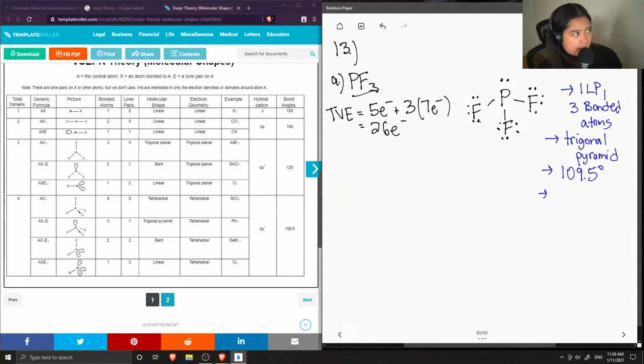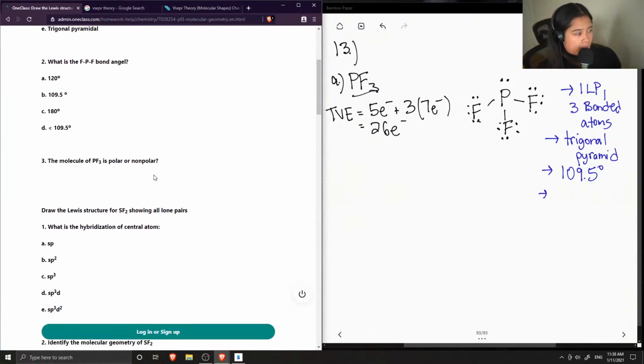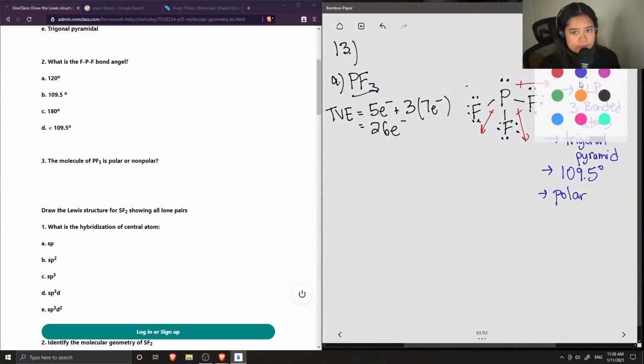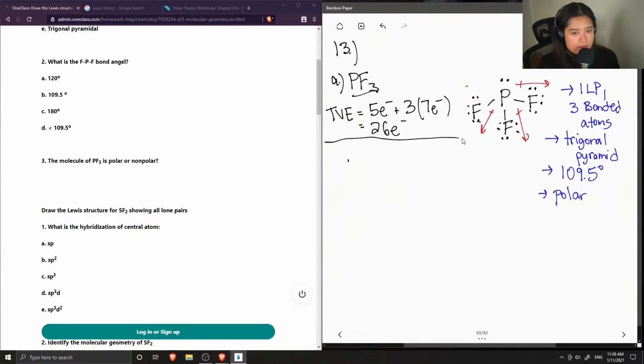And lastly, is it polar or nonpolar? So all the fluorines will have dipole moments going towards them, and the lone pair doesn't cancel it out. So because of its trigonal pyramid shape, we're left with a polar molecule. Okay, so that answers all of the questions related to PF3.